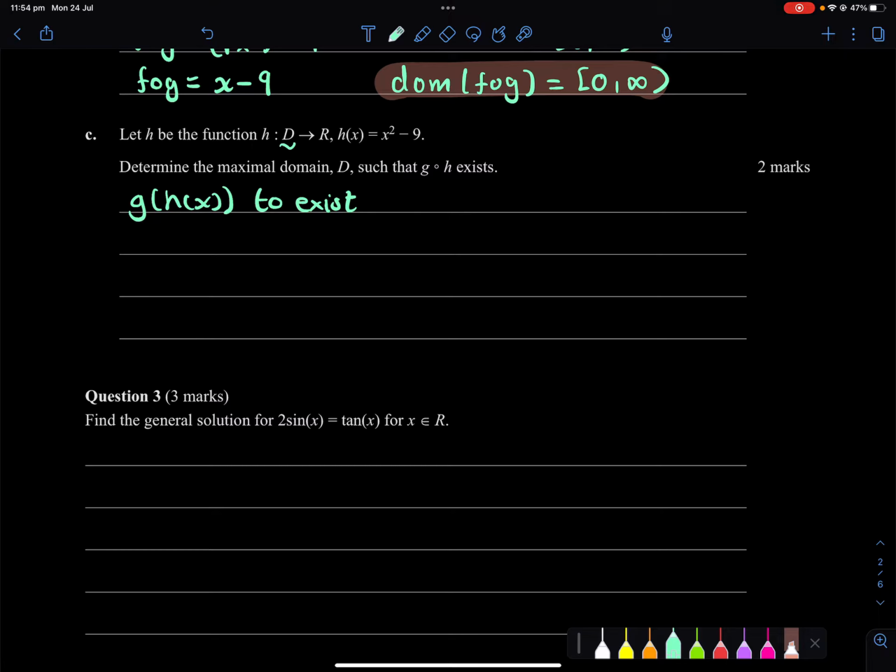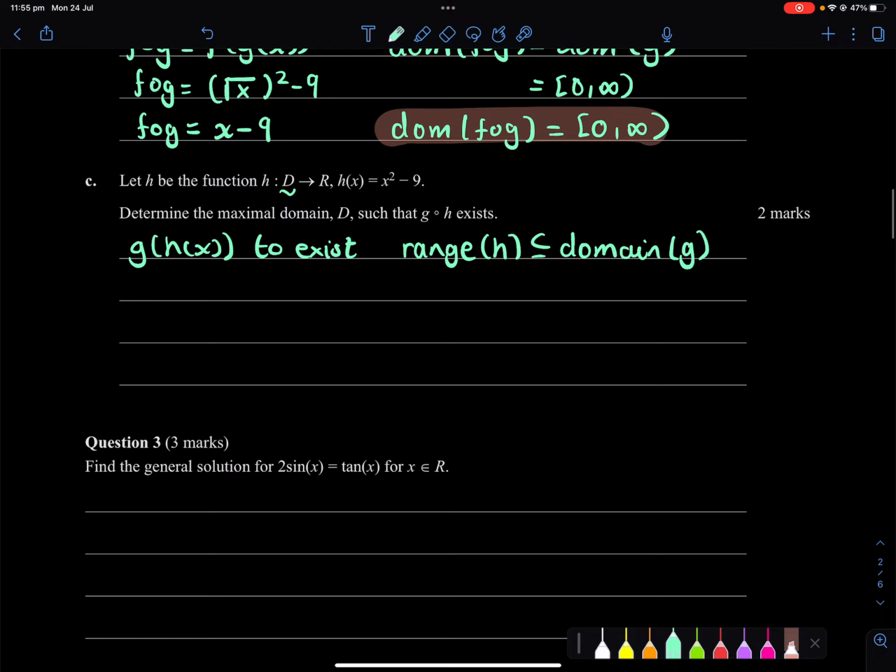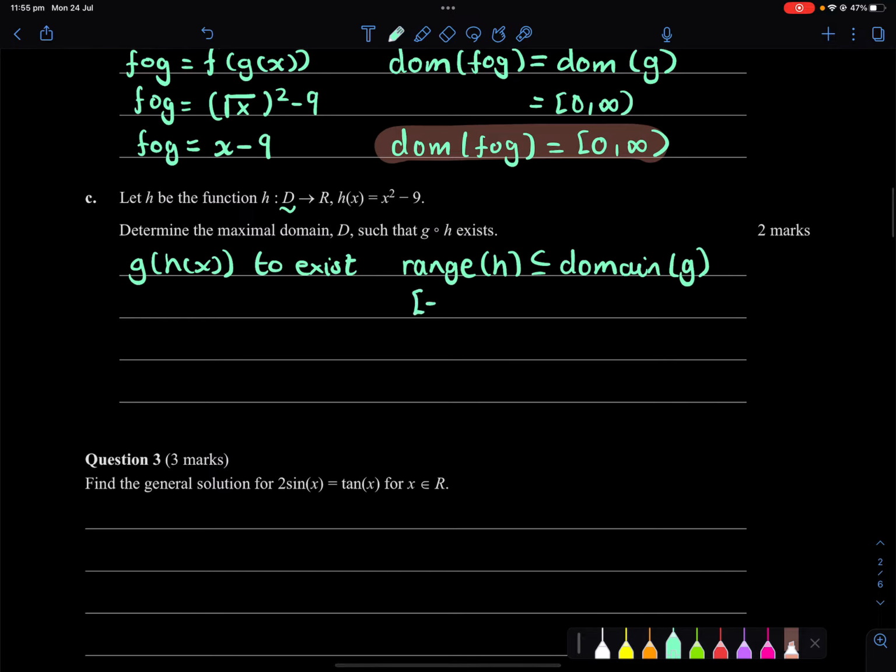It must meet this condition. This condition is that the range of the inner function, which in this case is h of x, must be a subset of the domain of the outer function, which is g of x in this case, which is g. So what's the range of h in this case? So the range of h is -9 to infinity.